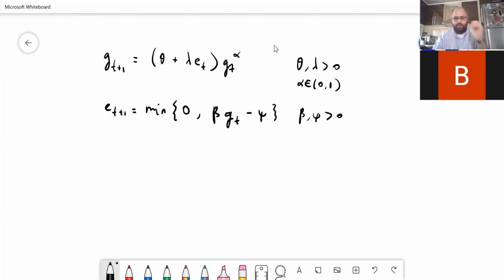All right, so this is again a discrete dynamical system. We have two variables here, the growth rate, G, and the, let's say, education investment or education spending in the economy.